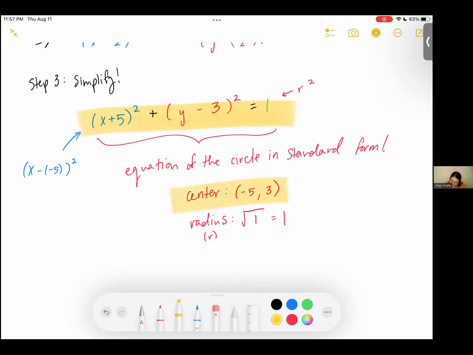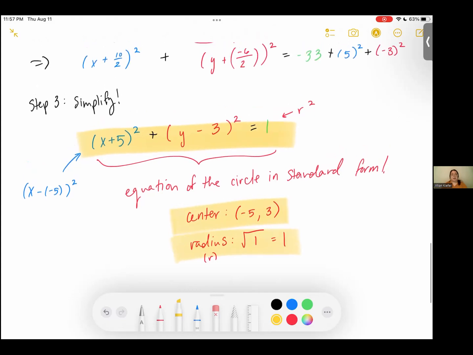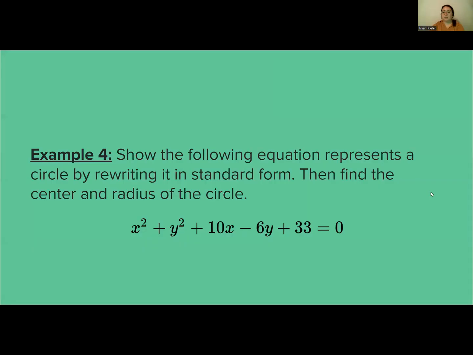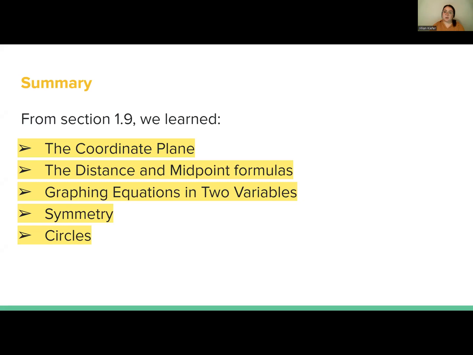But all right, we found the center, we found the radius, we found the equation, and that was what we were looking for in this problem. So, all right, let's go ahead and head back on over to our lecture to wrap this up. All right, we just finished up example 4, which was writing our equation in standard form and finding the center and the radius. And that finishes up section 1.9.